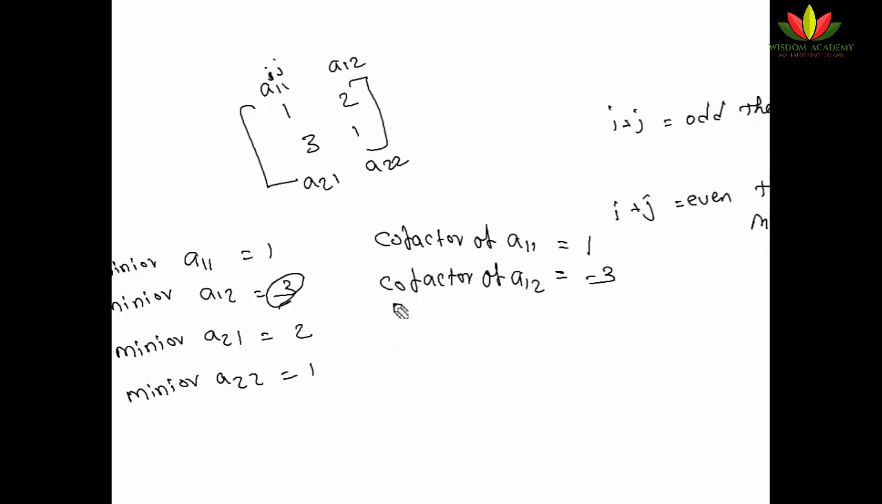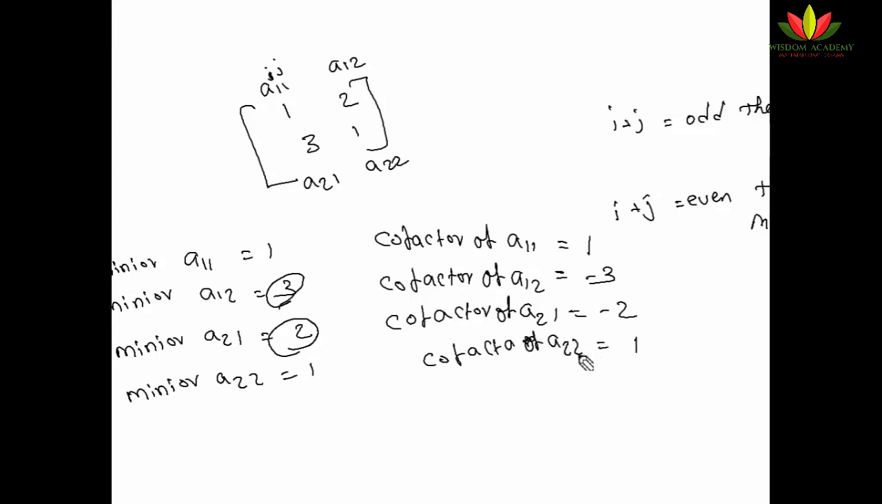You understand, people? Once again I will proceed with this sum. A21, if I add this 2 plus 1, what am I getting? 3. 3 is odd or even? It is odd, sorry. If it is odd, I will use the negative of this number, that is minus 2. So cofactor of A22 will be 1, because 2 plus 2 is 4, which is even. So now I will write like this: 1, minus 3, minus 2, 1.